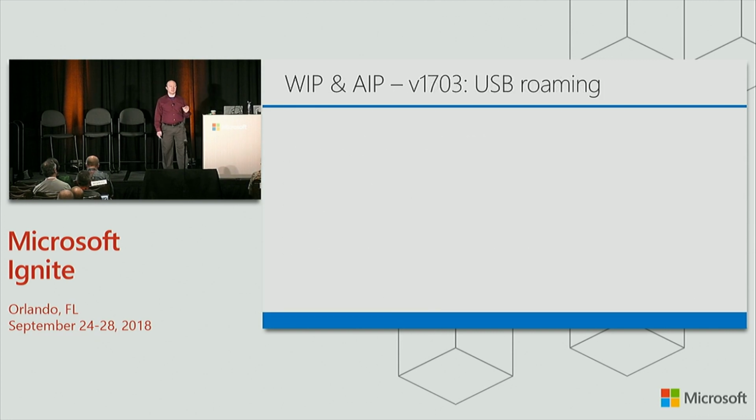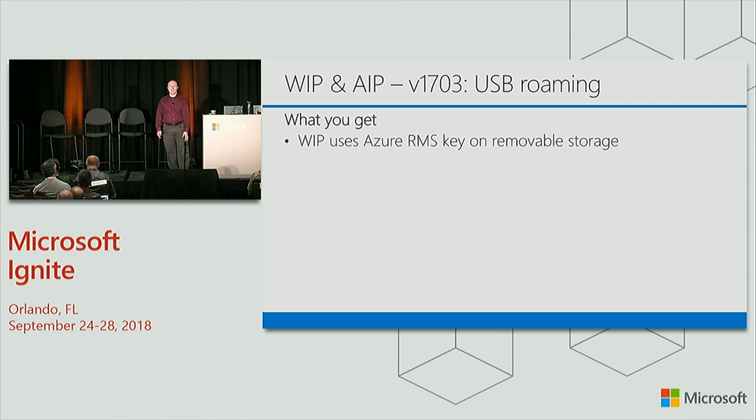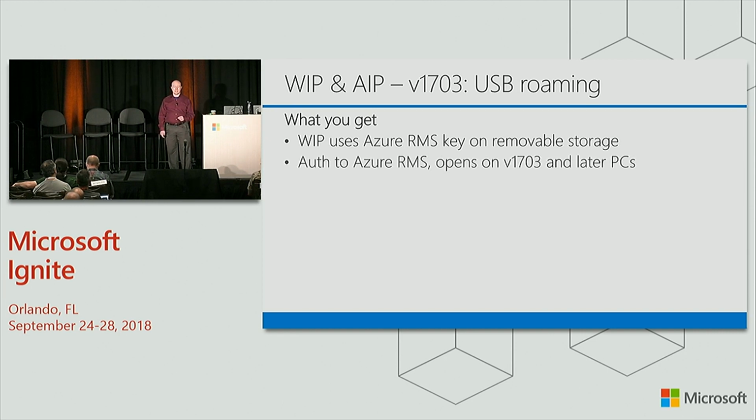Then we did our first integration in 1703, also known as the Creators Update. This is when we added that RMS key being used to protect files when they roam. Like I said before, Azure Information Protection is the protected roaming data scenario. And so we removed one of those seams in our story. You auth to the Azure RMS server, and on a Creators Update or later machine, you just get access to your data. It's actually very easy to set up. I'll show it a little bit later.